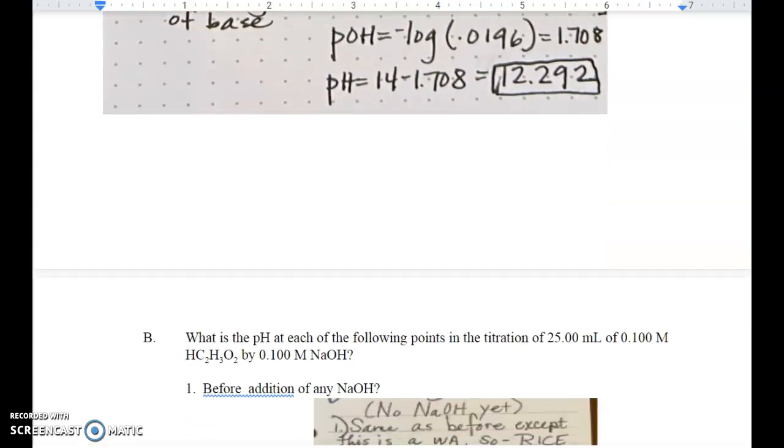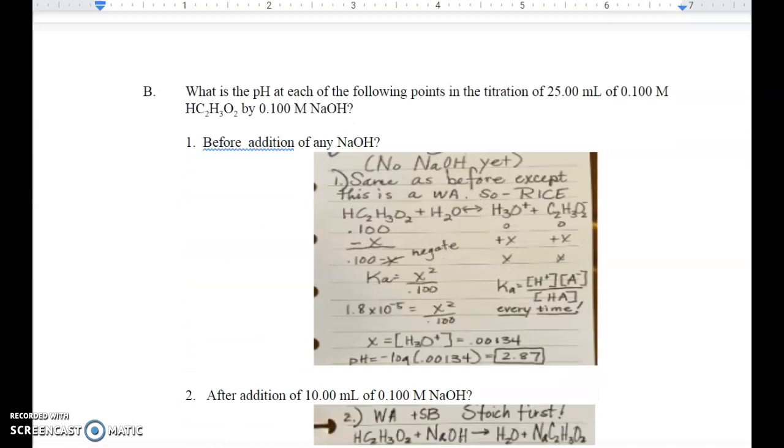Okay, so we're going to get rid of that and scroll down to now what happens if we use a weak acid and a strong base. So our first thing is, before any strong base is added, what is the pH like? If you take a look at this, same as before, the problem is this is a weak acid, so we have to do a rice table.